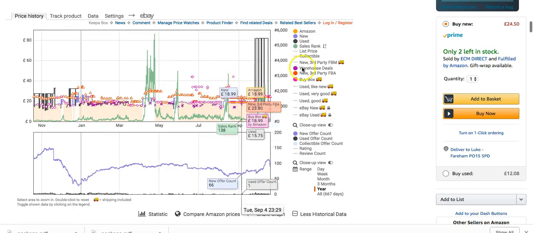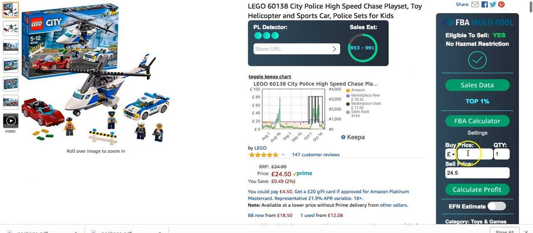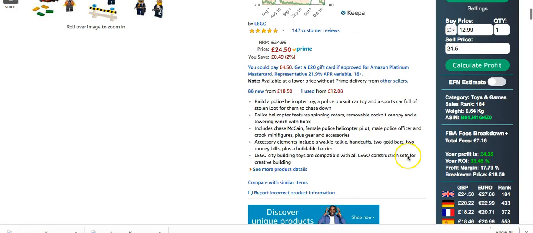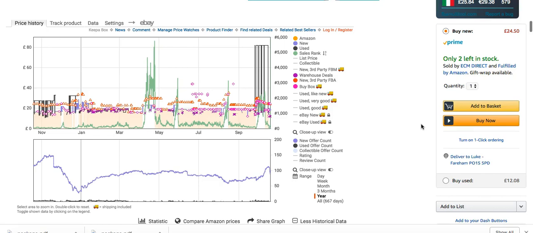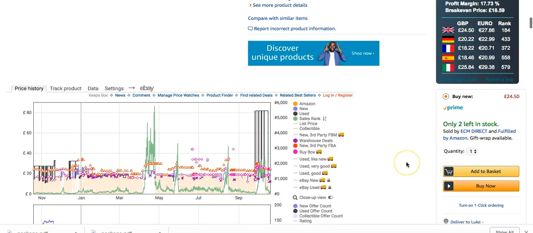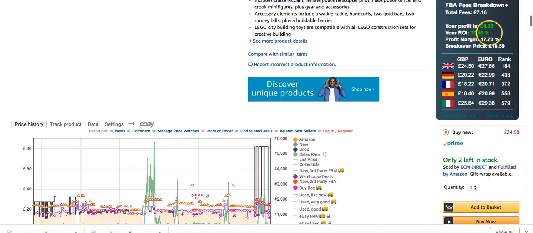It probably would sell around what it is now. But again, obviously you'd put the $12.99 in, you calculate, and it comes up. And this is including my VAT. So actually, that's not bad. It's not great. I'm not going to go and buy it. It's only, you know, yes, £4.39.